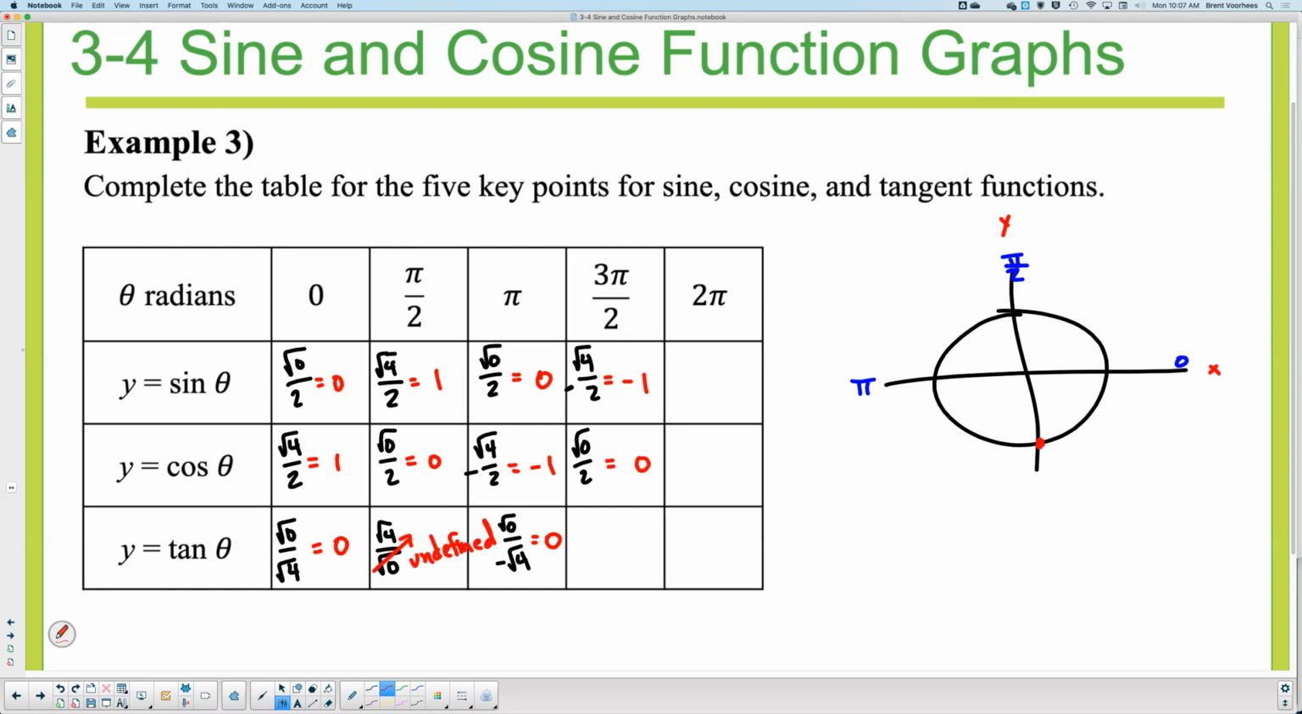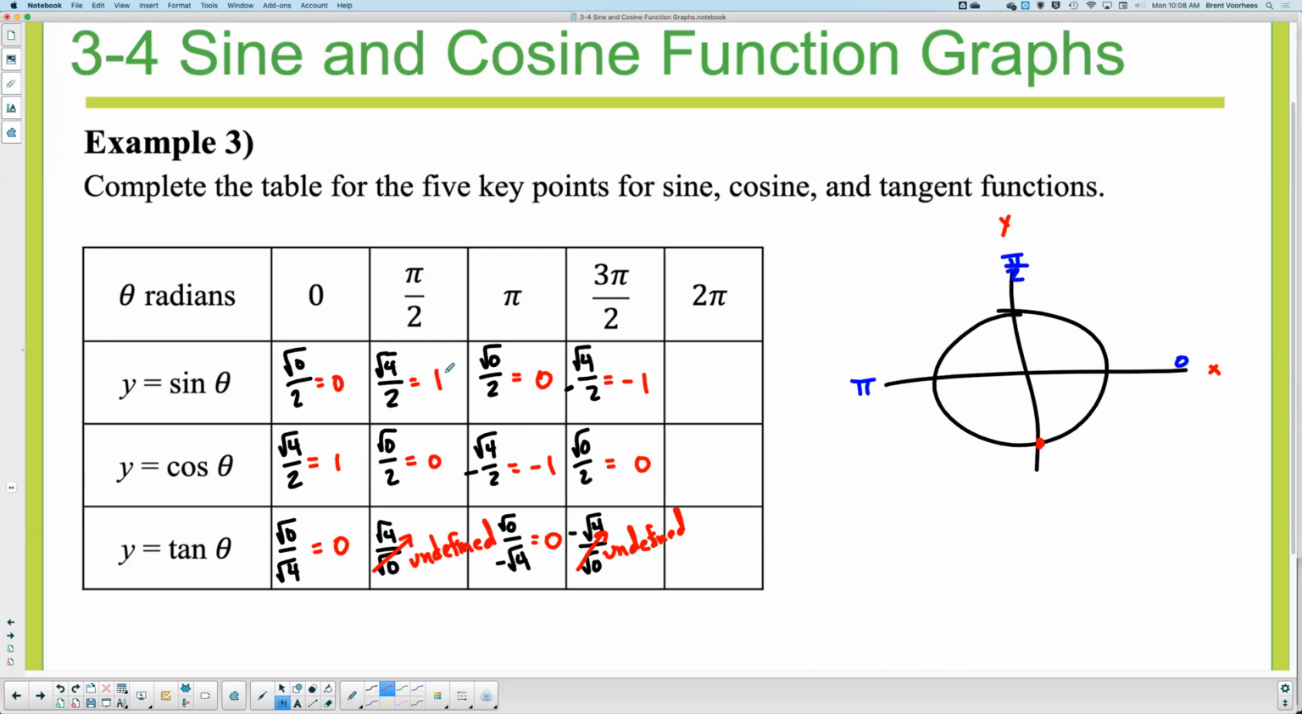And finally, tangent. Square root of 4 over square root of 0. Negative square root of 4. It's the negative square root of 4 over square root 0, which is undefined. Notice how quickly did tangent repeat its values.